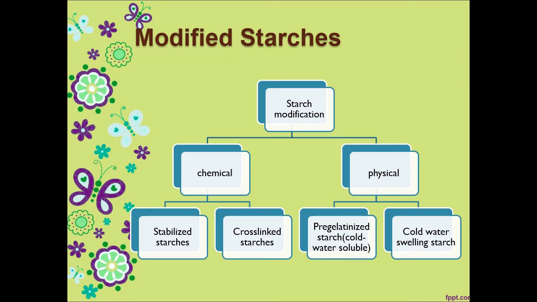So starch can be modified either chemically or physically. Under chemically modified starch, we have stabilized starches or cross-linked starches. And physically modified starch is further divided into two, which are pre-gelatinized starch, which is cold water soluble starch, like pudding. The processed pudding that you can buy from the supermarket can form gel even using cold water, as it is soluble in cold water. Another one is cold water swelling starch.